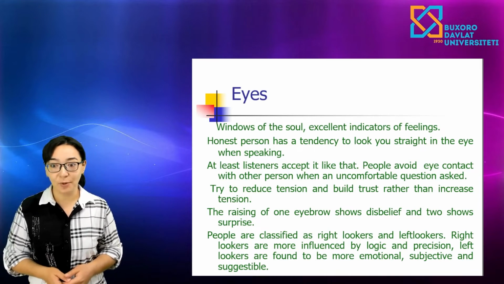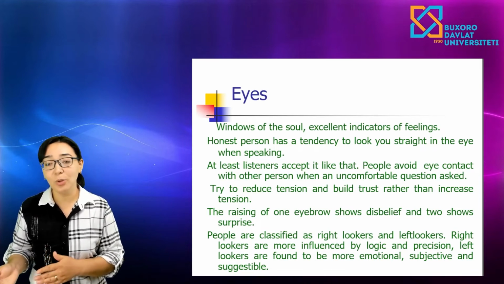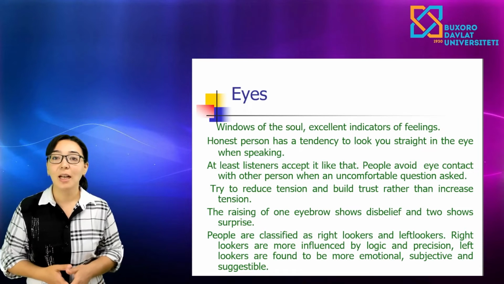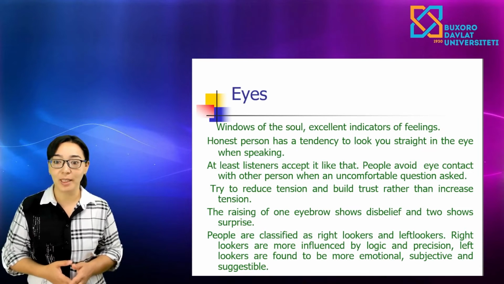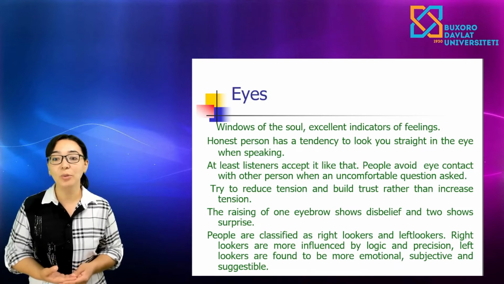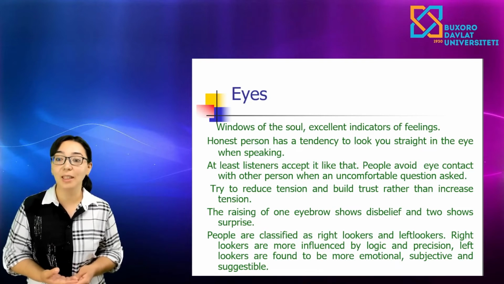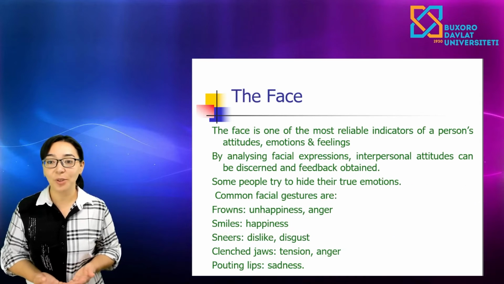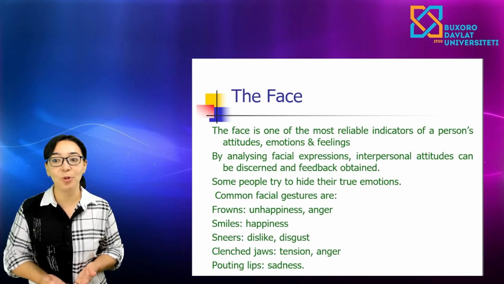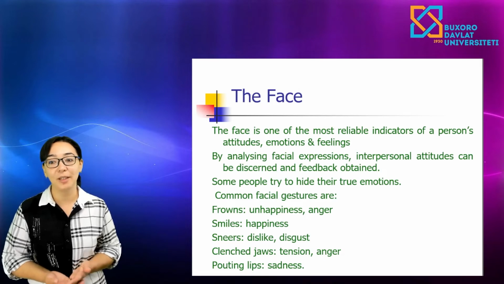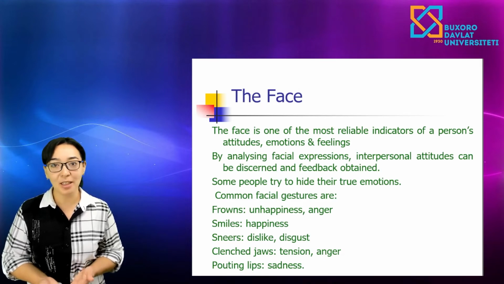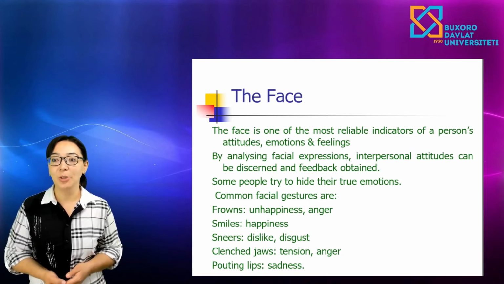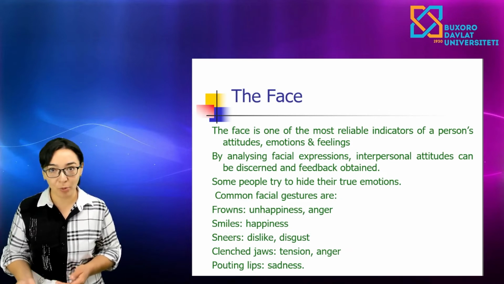People are classified as right lookers and left lookers. Right lookers are more influenced by logic and precision. Left lookers are found to be more emotional, subjective, and suggestible. The face is one of the most reliable indicators of a person's attitudes, emotions, and feelings. By analyzing facial expressions, interpersonal attitudes can be discerned and feedback obtained.